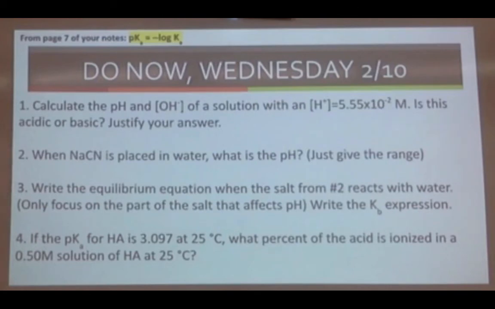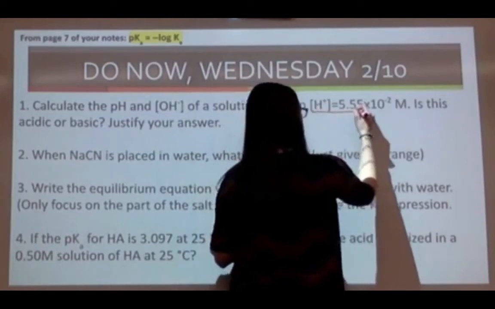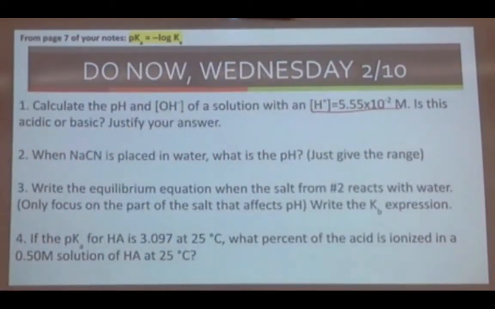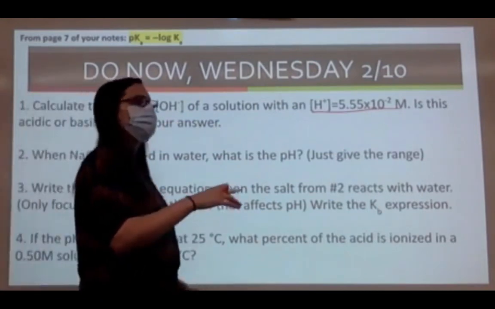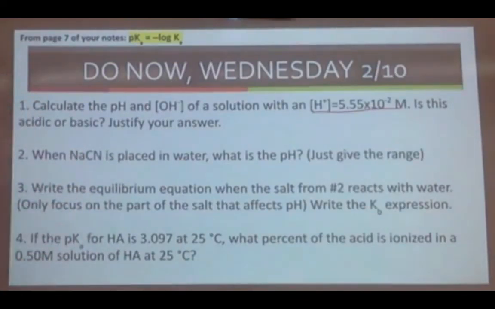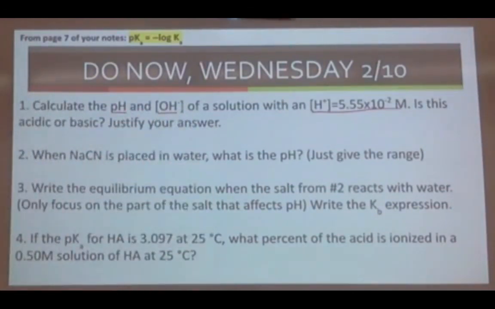So for number 1, calculate the pH and OH minus concentration of a solution with an H plus concentration of 5.55 times 10 to the negative second molar. Is this acidic or basic? And justify your answer. So they already gave us H plus. They didn't tell us anything about an acid or a base or anything in equilibrium. They just gave us the H plus concentration. We're going to use the H plus concentration to find each of these variables.